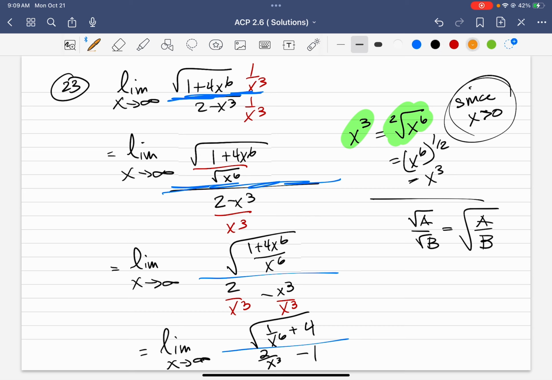Now what you do is you actually let x go to infinity. So I can drop the limit, and as x gets really large, a constant over a growing large number goes to 0. So on the top, it really just wants to tend toward the square root of 4. On the bottom, 2 divided by something growing goes to 0. So the bottom just wants to go to -1. So I think you'll see that this thing in the limit wants to be -2.